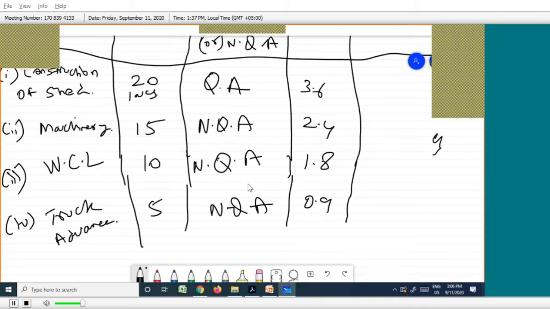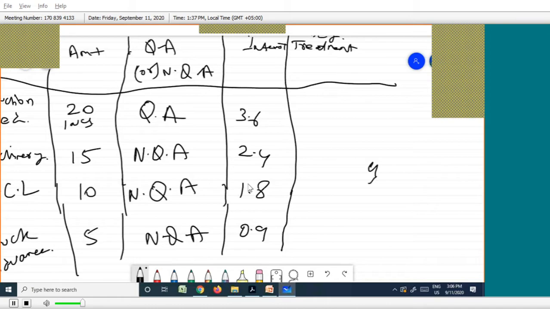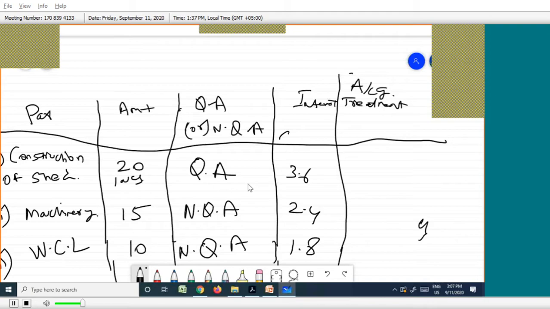Accounting treatment. Now tell me, for construction of shed, I got an interest of 3.6 lakhs in my books of accounts. What should I do with this 3.6 lakhs? It is spent for qualifying assets. Should I capitalize or should I debit to my P&L account?